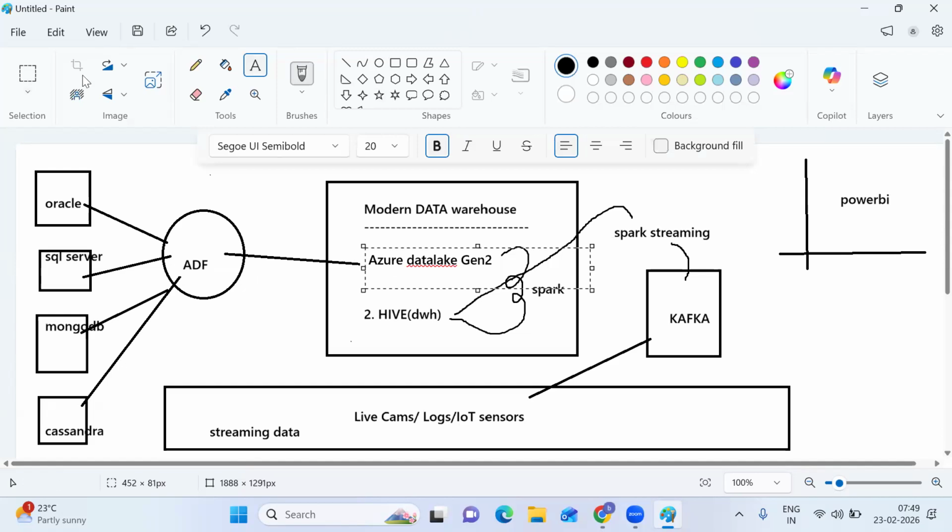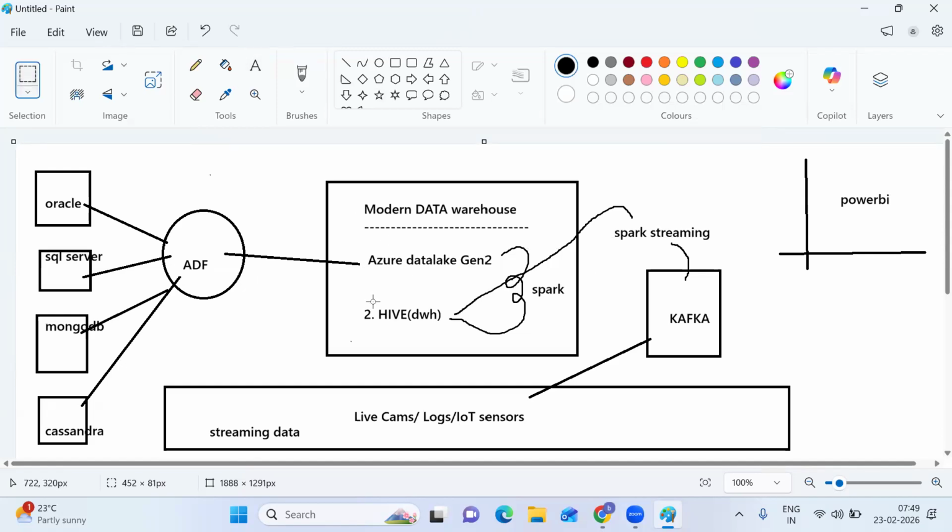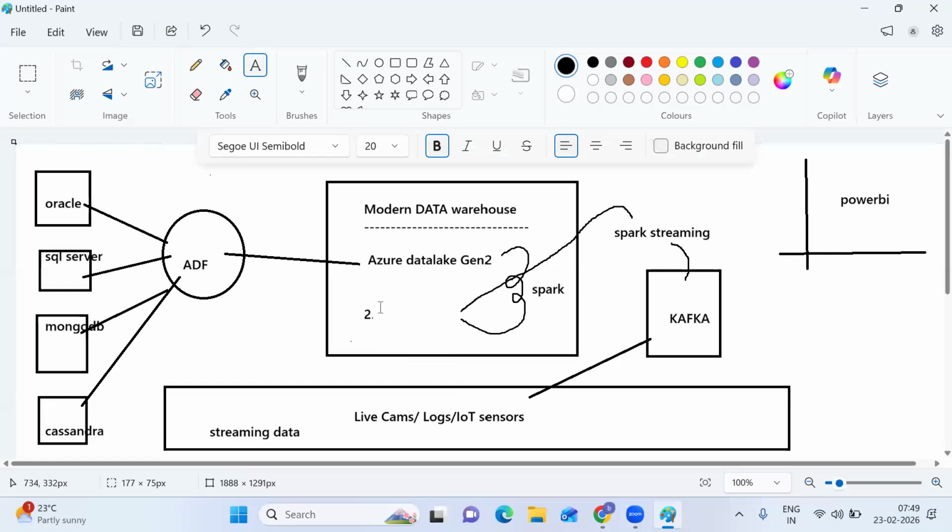In place of Hive, you can keep Synapse. What is another alternative? Synapse is a data warehouse. What is the latest trend? Lakehouse. That means Databricks. Delta tables. With the help of delta tables, we build the Lakehouse.